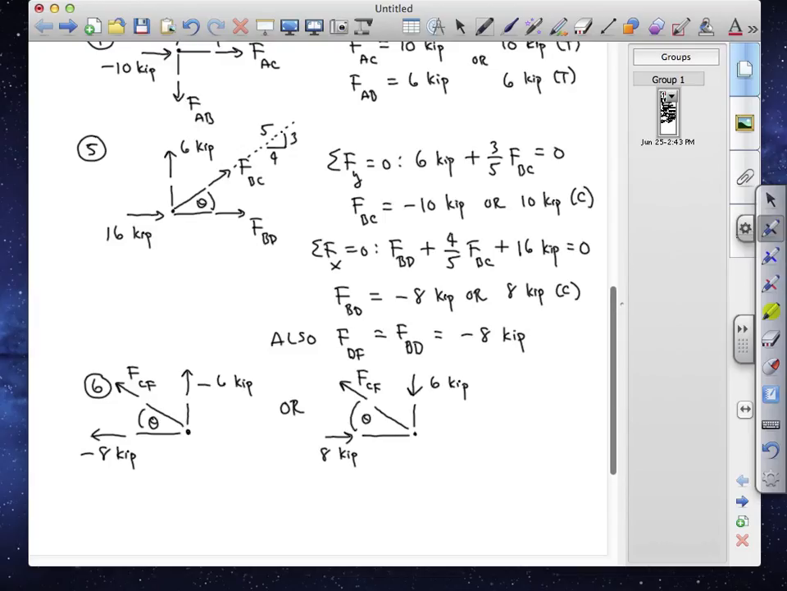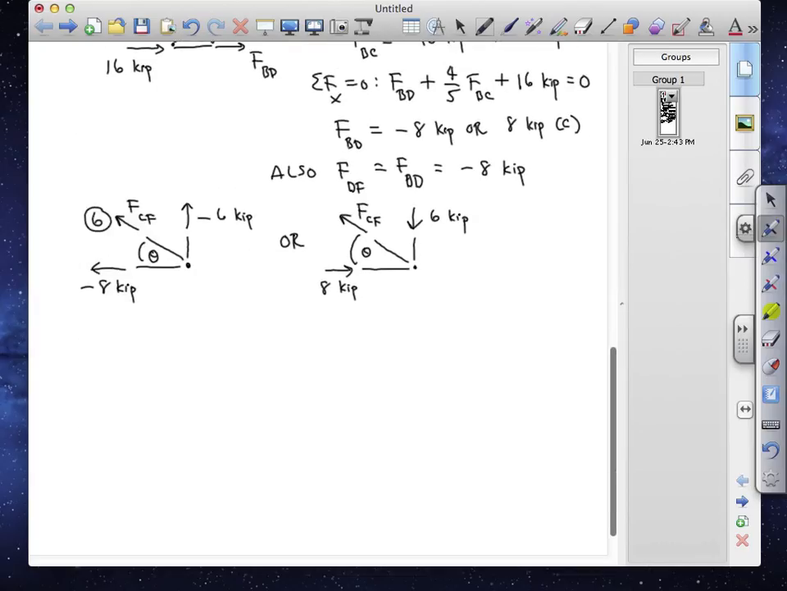So now with my conventional XY coordinate system, for my horizontal equilibrium, I'm going to be able to solve for FCF. And now I've got 8 kip minus FCF cosine theta. Again, cosine theta is 4/5. And that tells me that FCF is 10 kip, or 10 kip in tension. And at this point, we're finished.